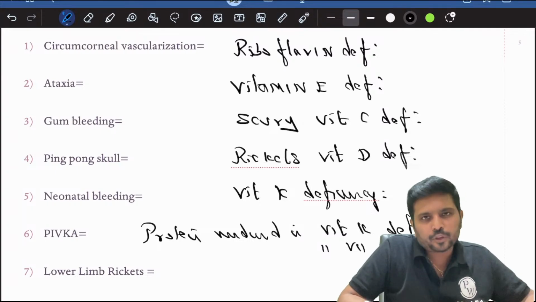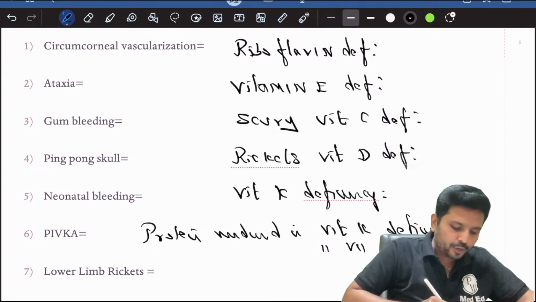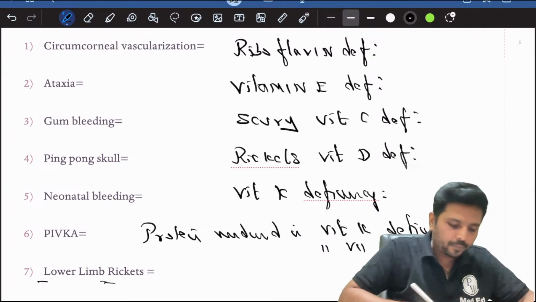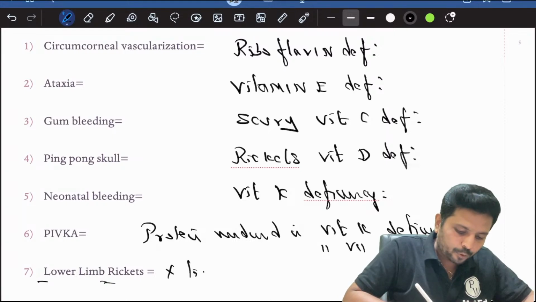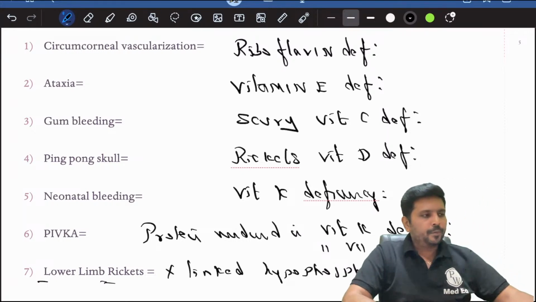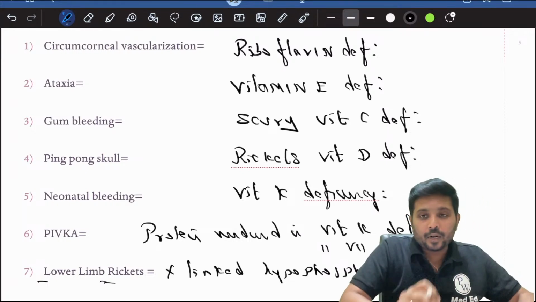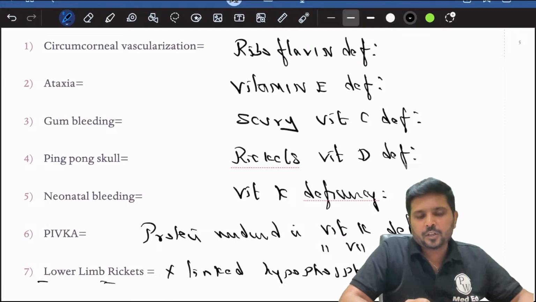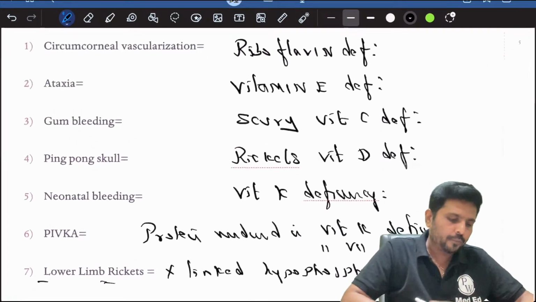Right. In which one will you get lower limb rickets? Rickets usually affects both upper and lower limb. When it predominantly involves the lower limb, it is X-linked hypophosphatemic rickets. Upper limb will also be involved, but predominantly lower limb.